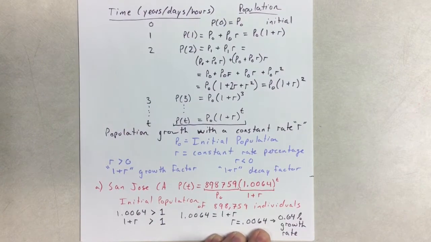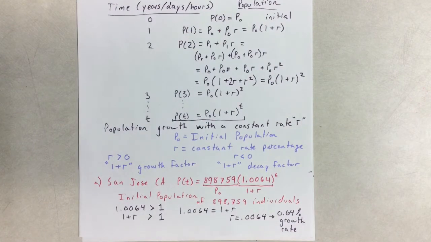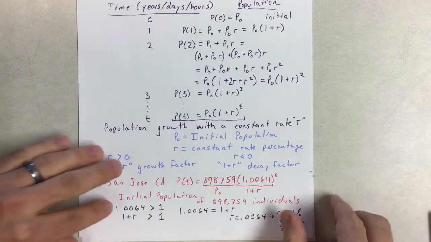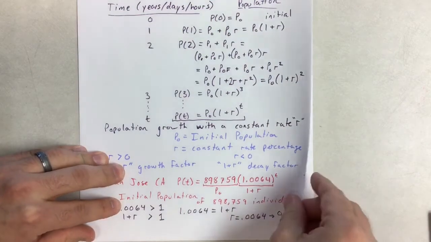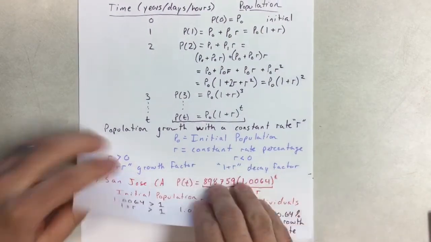And we don't know, based off this function, if it's growing daily, if it's growing yearly, or what, but we just know that this is our growth rate with our initial population. So let's look at another example similar to this. So let's say we have Detroit, Michigan.